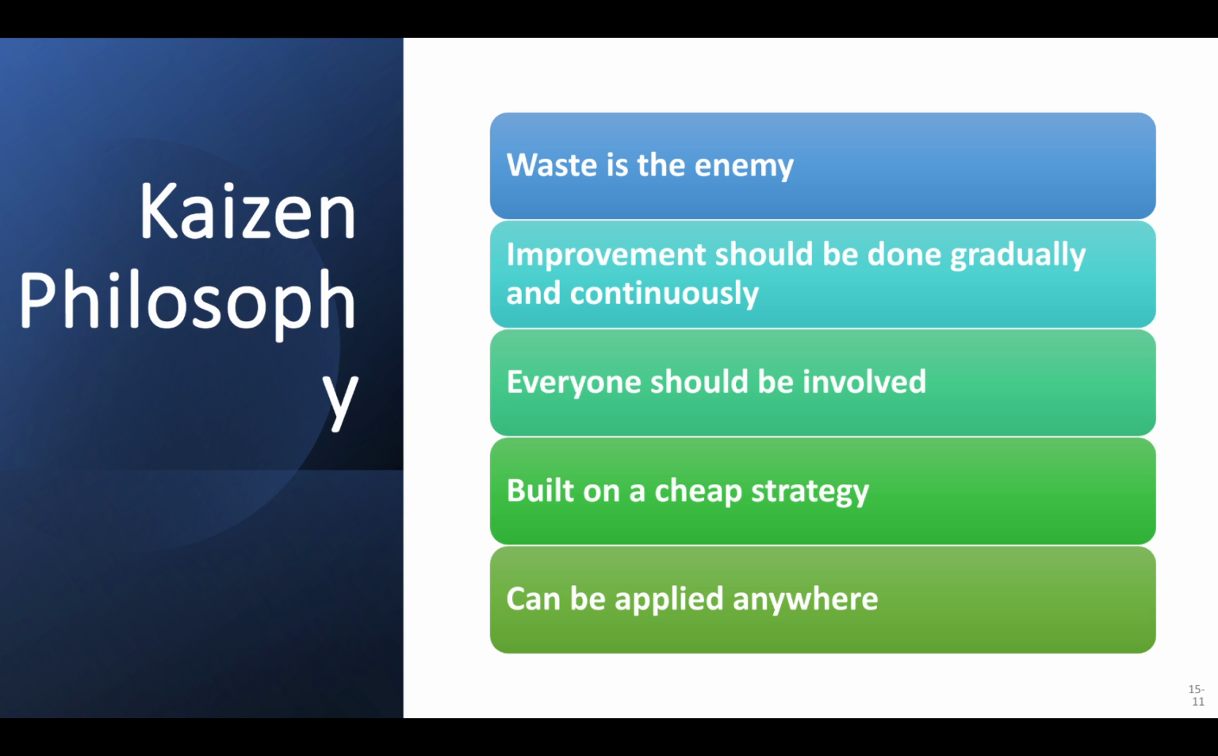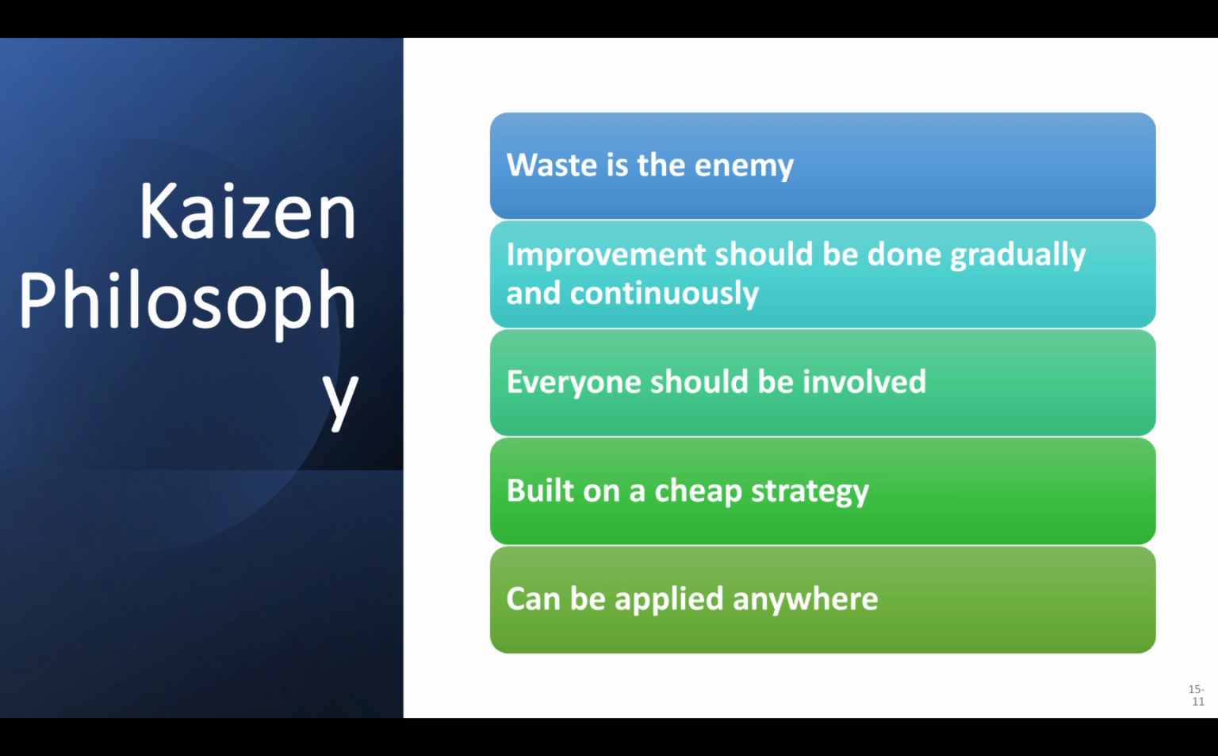And the Kaizen philosophy says that waste is the enemy. We need to eliminate it because it is necessary to get the hands dirty. Second, improvements should be done gradually and continuously, because the goal is not big improvements done intermittently. And everyone should be involved, like top managers, middle managers, workers, every person. It's like a TQM approach.